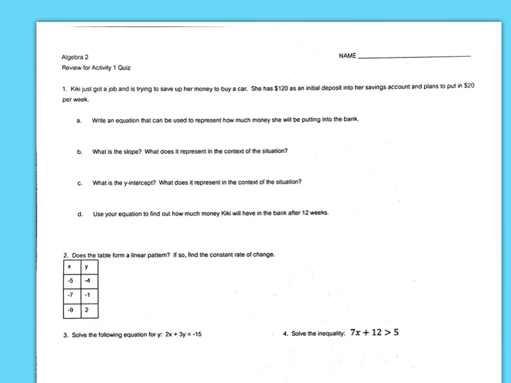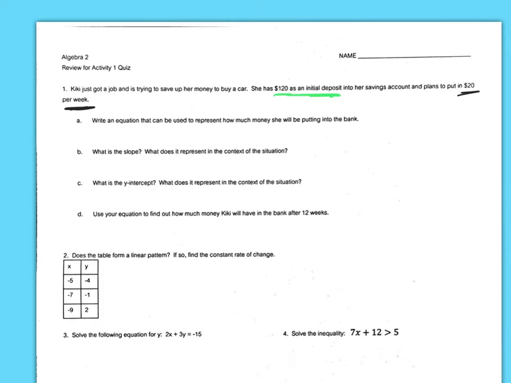So we've got Kiki getting a job, trying to save up her money to buy a car. She's got $120 to start with, and she's going to put $20 in every single week. So what you're looking for, remember, is the per, whatever is per. That's going to be the slope. The other number is going to be the y-intercept. And so you use the same words when answering the questions.